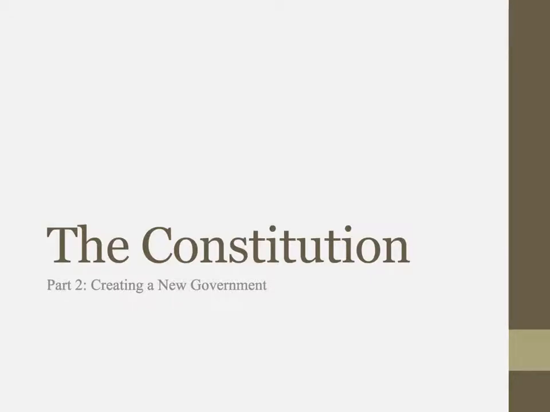Hi there, my name's Paul Sargent, and we're going to continue our study of the Constitution by looking at how they went about creating a new government in the Constitutional Convention. Now, the Constitutional Convention has often been called a series of compromises, and that's really where we're going to start. So let's take a look at what happened.